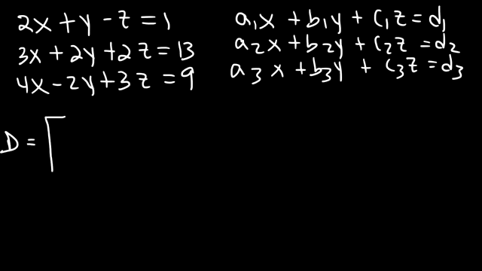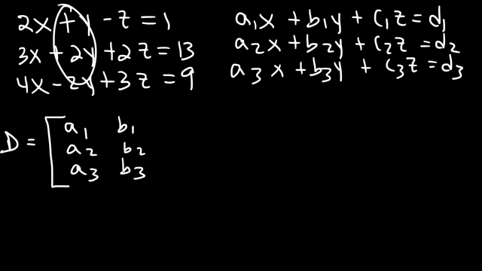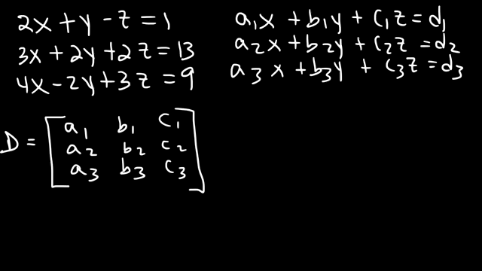D is going to be a 3 by 3 determinant. And the elements in this matrix are going to be a1, a2, a3. So those are the coefficients for the x variables. And then b1, b2, b3. So those are the coefficients for the y variables. And then c1, c2, c3. So you need to know how to evaluate a 3 by 3 determinant. So first, let's start with a1.